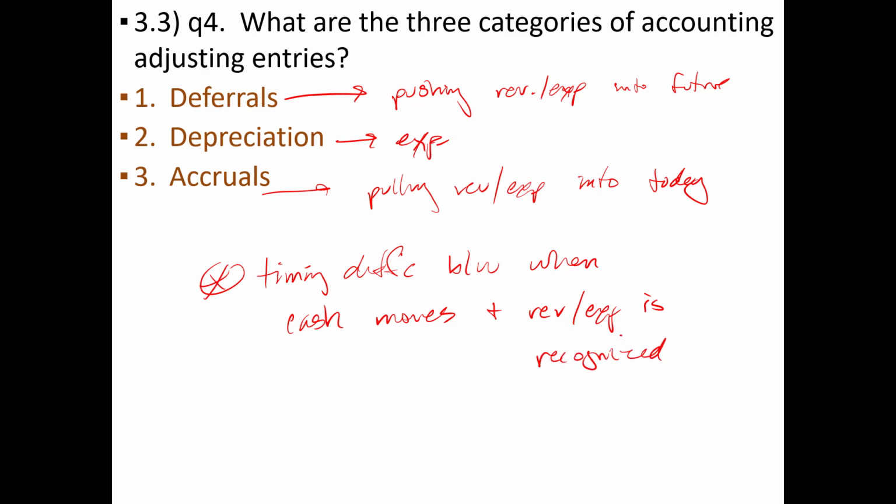Because remember, we may have expenses that we need to show right now even though we haven't paid for them. That's why we have payable accounts. There may be revenues that we need to show on our income statement even though we didn't get the cash yet. So that's what a lot of these hearken to, but we have to kind of look at these in detail here.